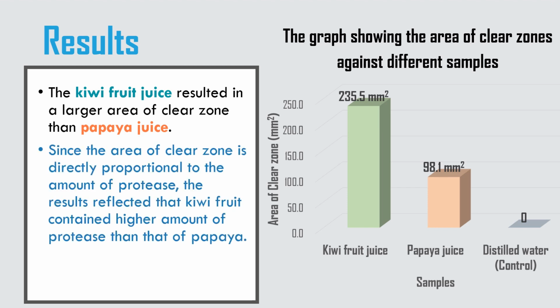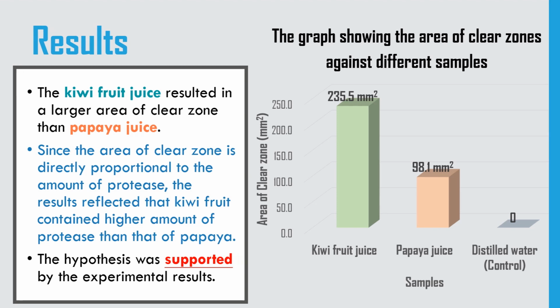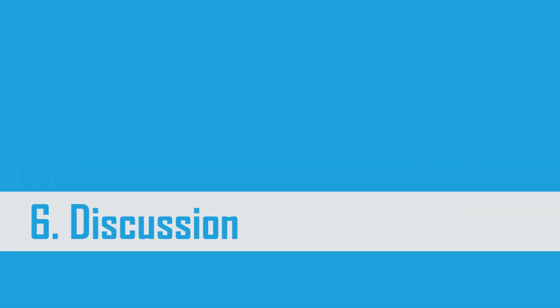Since the area of clear zone is directly proportional to the amount of proteinase, the results reflect that kiwi fruit contains higher amounts of proteinase than that of papaya. And the hypothesis was supported by the experimental result. Let's move on to discuss the experimental result.